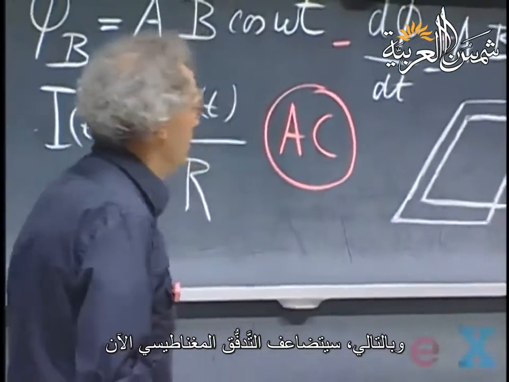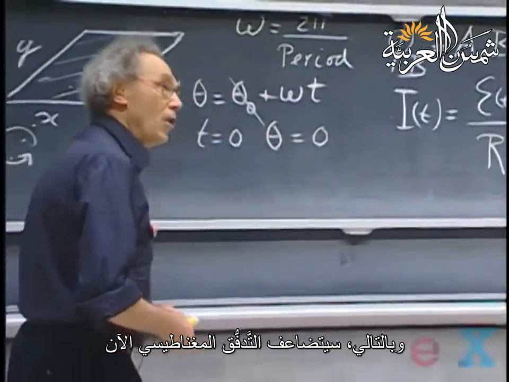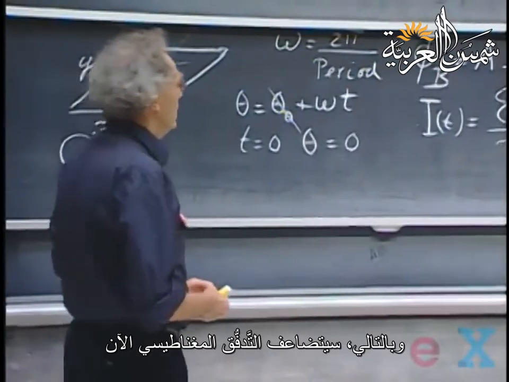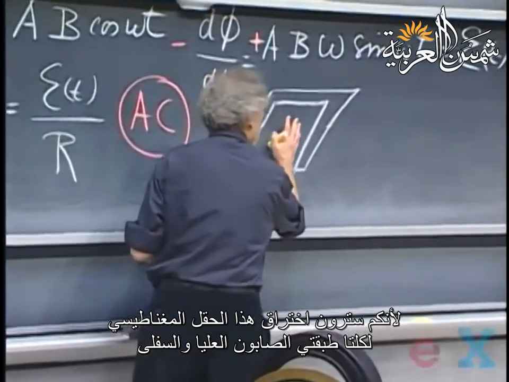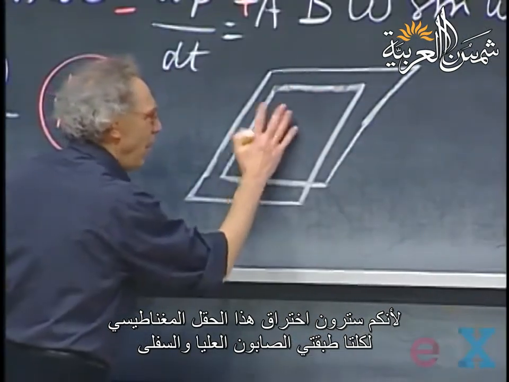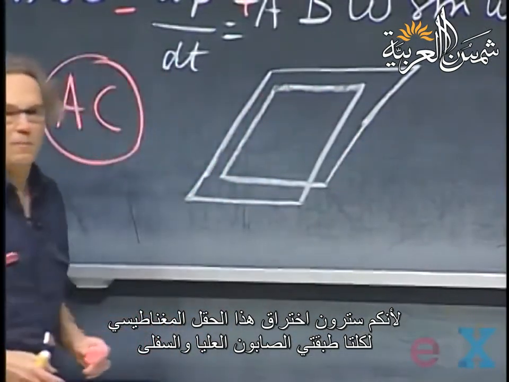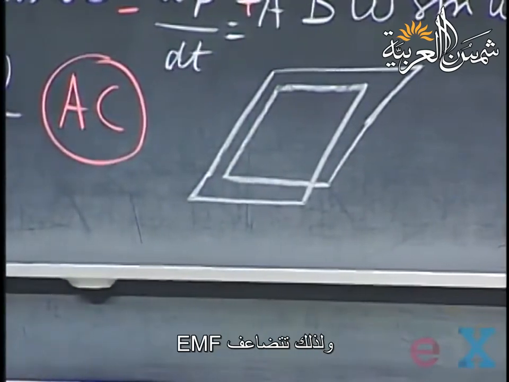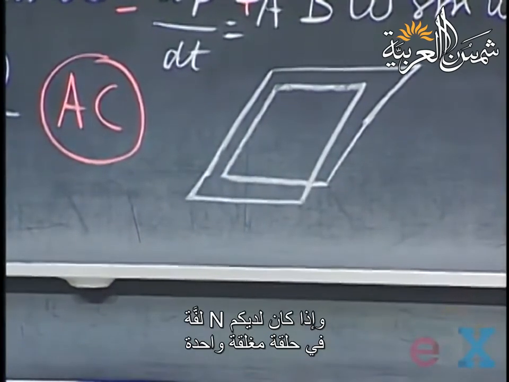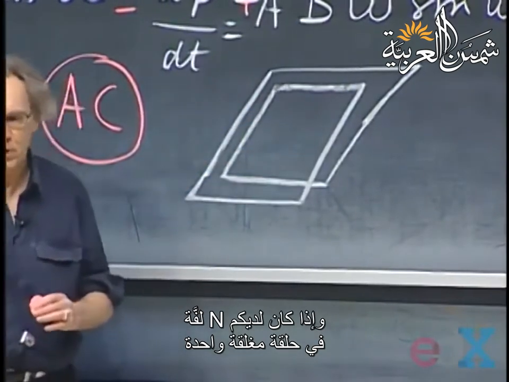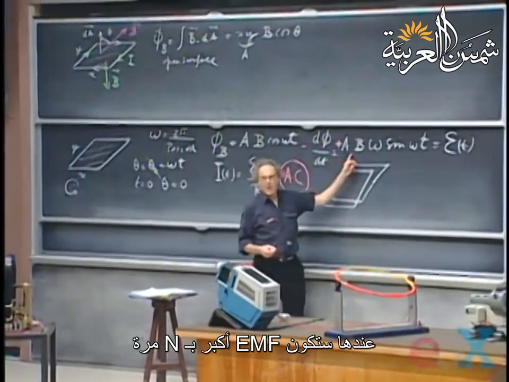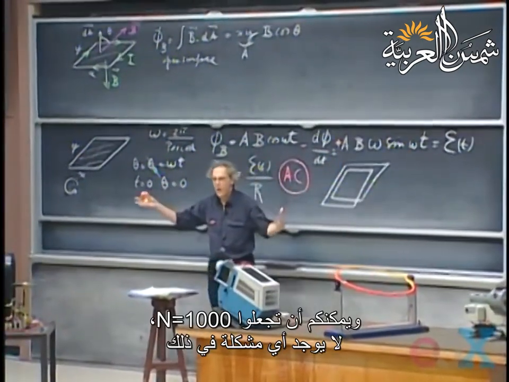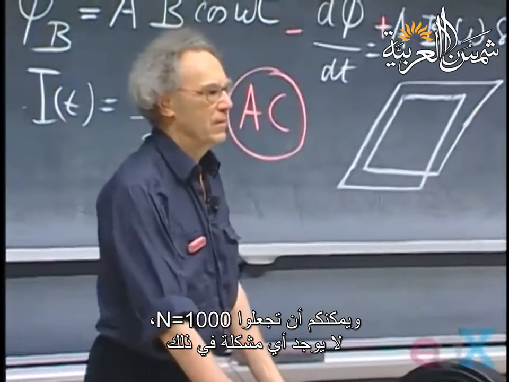And so, the magnetic flux will double now, because you're going to see that this magnetic field penetrates both this soap film and the one that is below. And so you get twice the EMF. And if you have N windings in one closed loop, capital N, then the EMF that you get would be N times larger. And you can make N 1,000. There's no problem with that.